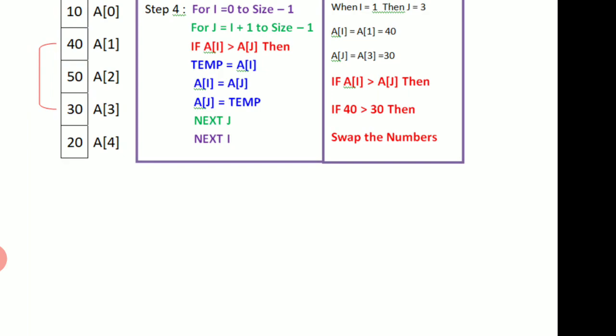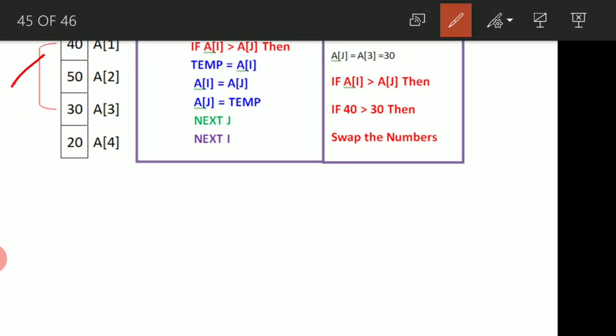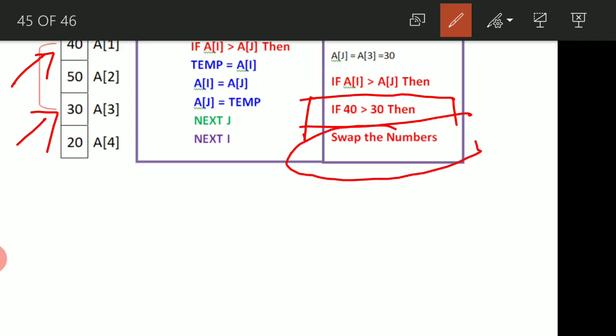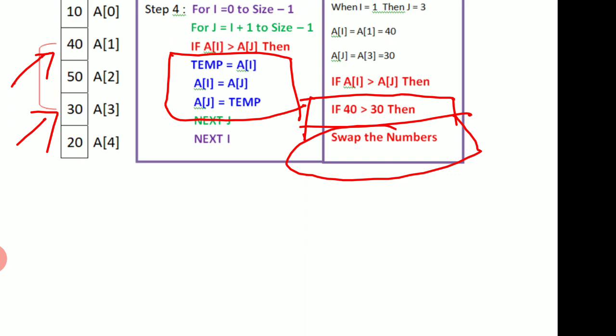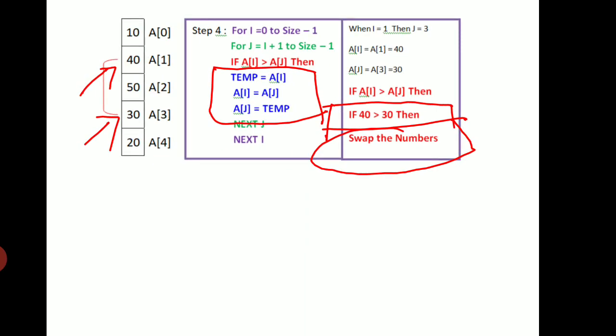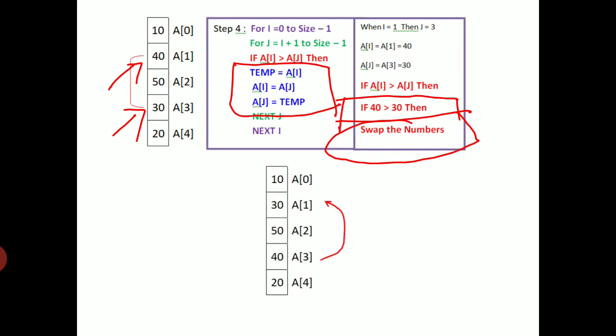Now the comparison is between what? 40 and 30. What happens now? If we compare 40 and 30, 40 is greater than 30. Yes, true. Then swap the numbers. Again you are going to execute these steps. If you are going to swap, then what output are you going to get here? The output may look like this.